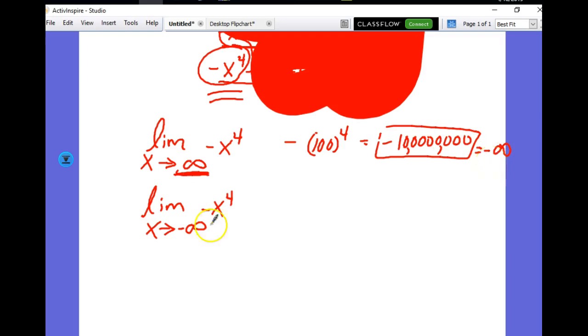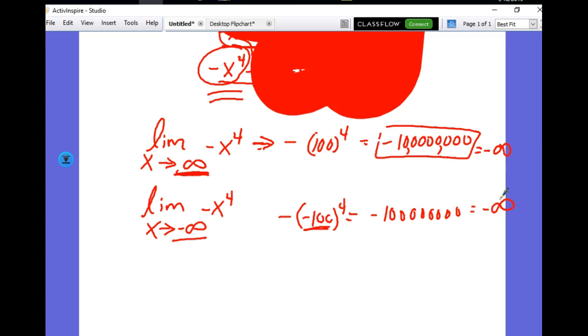Let's see what happens if I plug in something down here, though. Here we're going to negative infinity. That means I'm plugging in smaller and smaller numbers, like maybe a negative 100. So let's say I plug in a negative 100 now. Well, the funny thing is when you raise a number to an even power, you get the same thing. So this answer is going to come out exactly the same as the other one, so it's also going to negative infinity.